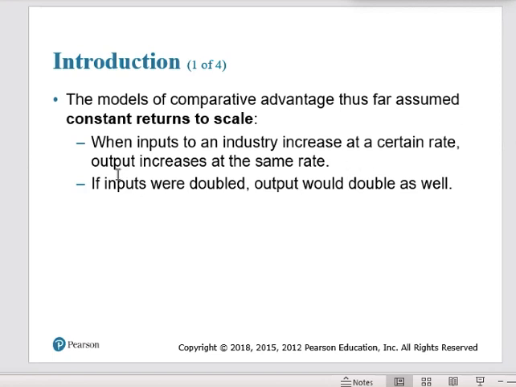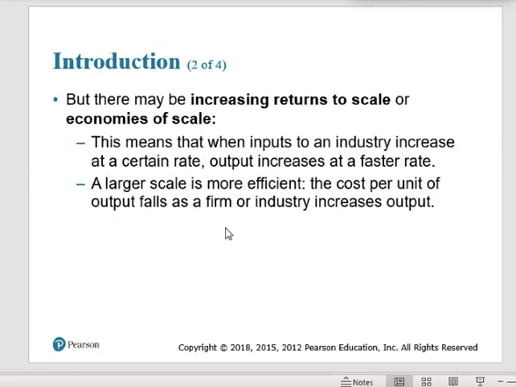So the definition here, formally, we go through it. When inputs to an industry increase at a certain rate, the output increases at the same rate. This is constant return to scale. But there may be increasing return to scale, or economies of scale. This means that when inputs to an industry increase at a certain rate, the output increases at a faster rate. A larger scale is more efficient. The cost per unit of output falls as a firm or industry increases output.